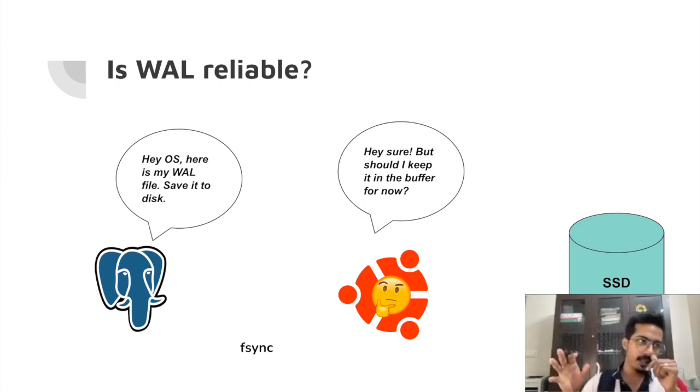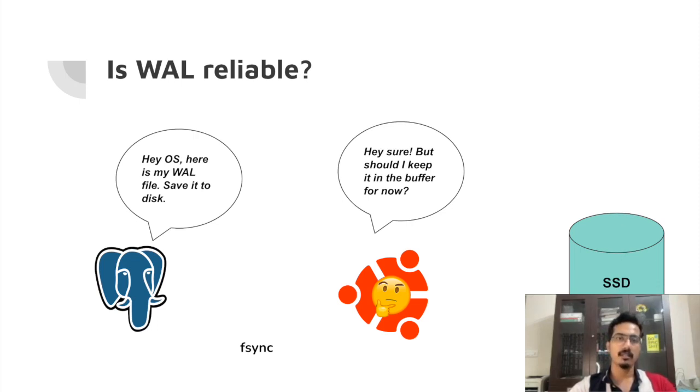Anyway, the database sits on top of an operating system. It could be Windows or Linux or any other OS, right? So Postgres cannot directly write to the SSD or the disk. It has to go through the operating system. So Postgres actually tells the operating system, hey, I have this WAL file that needs to be stored in the disk. But then the OS has this problem.